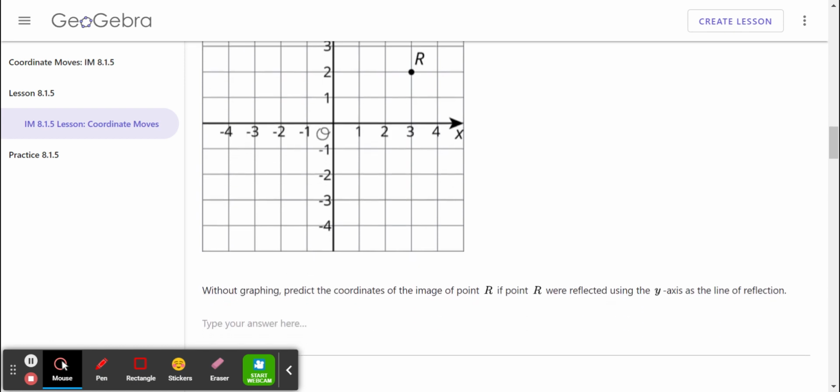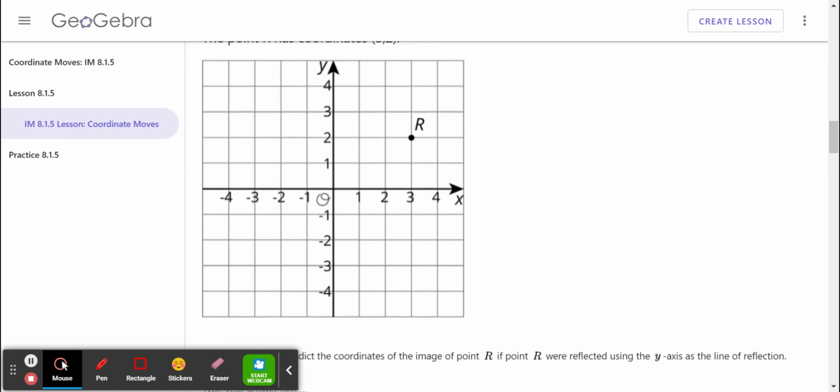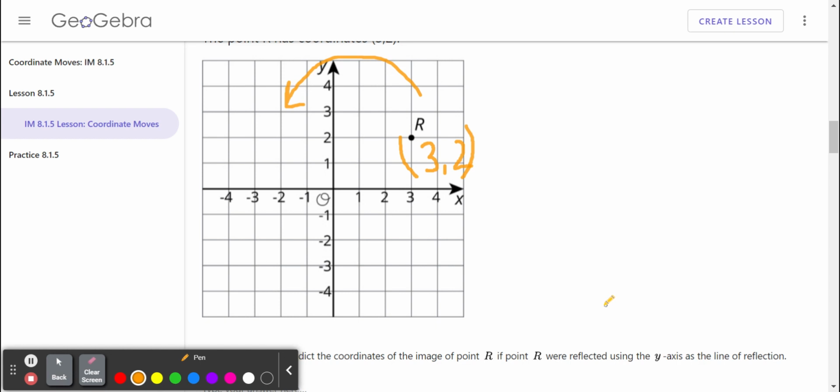Without graphing, predict the coordinates of the image of point R if point R were reflected using the y-axis as the line of reflection. So without doing the reflection, we know that R has the coordinates of 3 comma -2. And remember, this time we're reflecting over the y-axis. So we're going to flip over the y-axis in this direction. And the question is asking you to predict the coordinates of R prime, or the reflection of R.